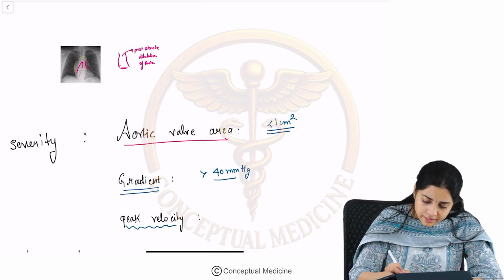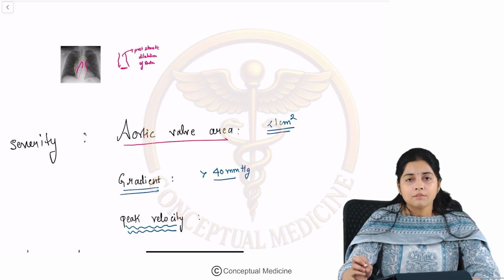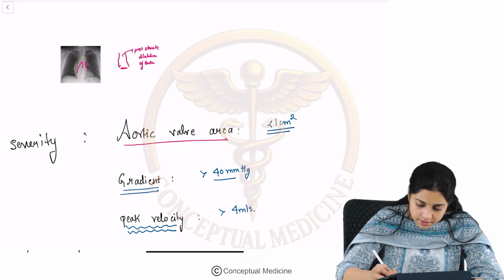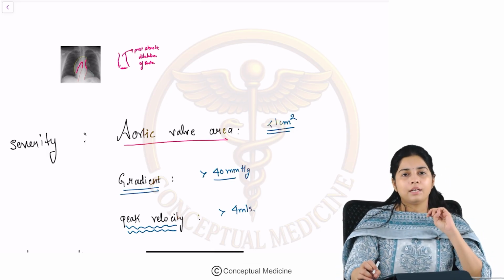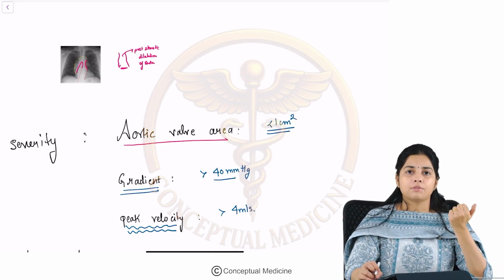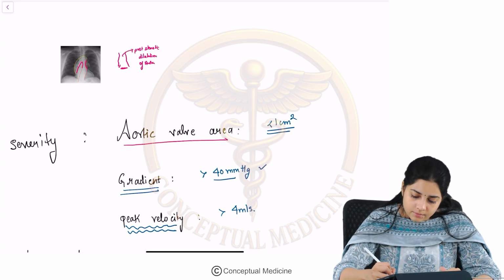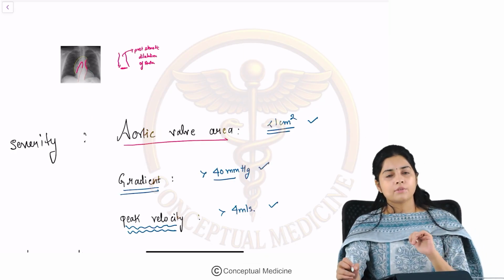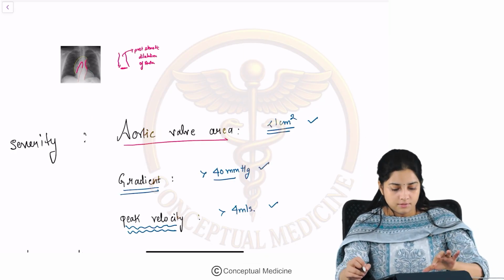Then we measure the peak velocity across the aortic valve. If the peak velocity is more than 4 meters per second, then this is what we call severe aortic stenosis. So the gradient is more than 40, peak velocity is more than 4, and the area is less than 1. This is called severe aortic stenosis.